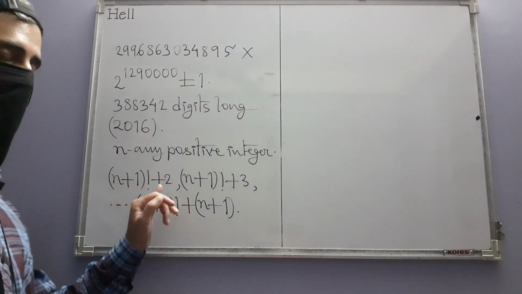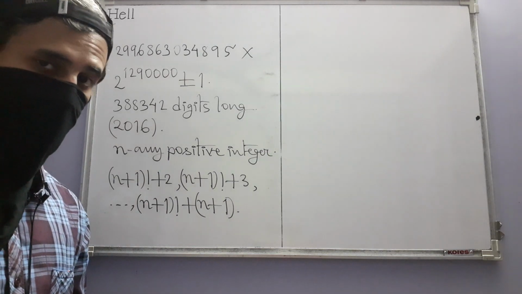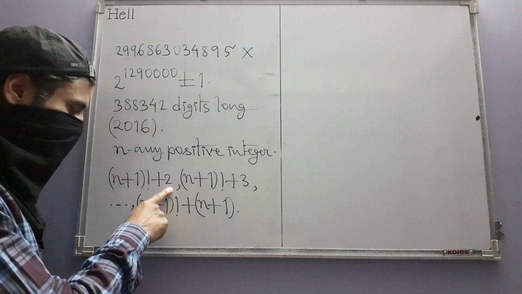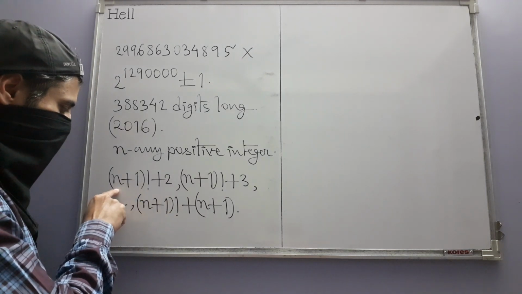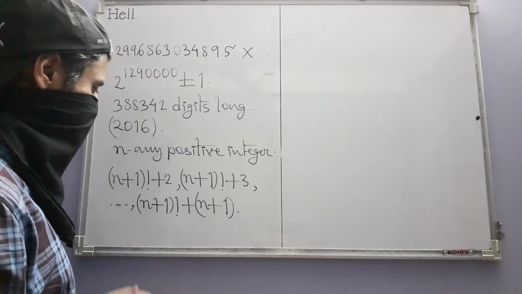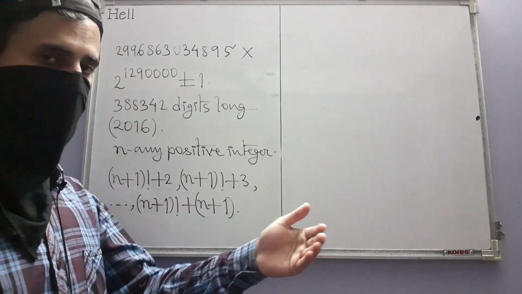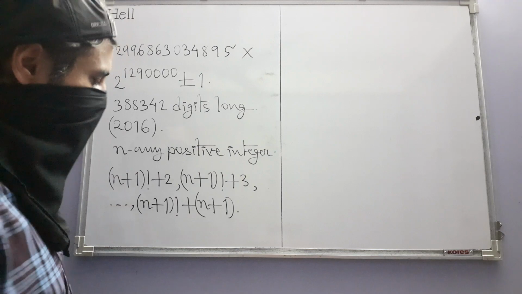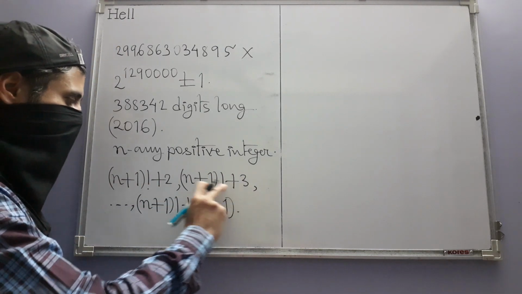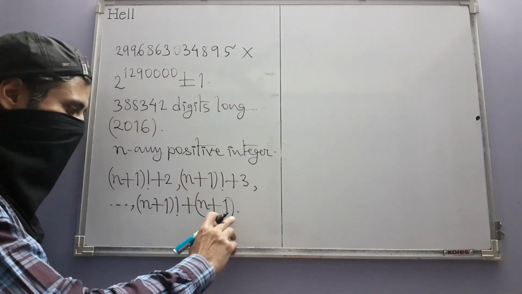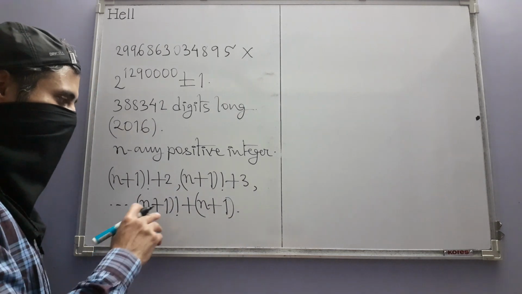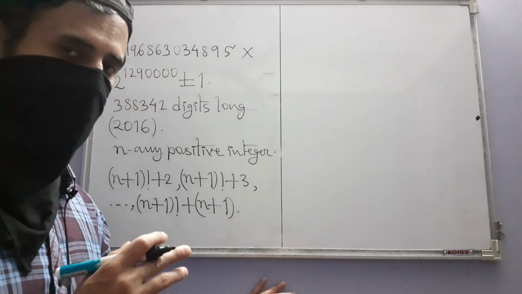The first one is divisible by 2. Why? You see, 2 of course is divisible by 2, but if you expand this n plus 1 factorial, that is if you use its definition, in that expansion, in that product also 2 will occur. So 2 divides the first one, 3 divides the second one, and like that n plus 1 divides the last one. But does that automatically make these numbers composite?